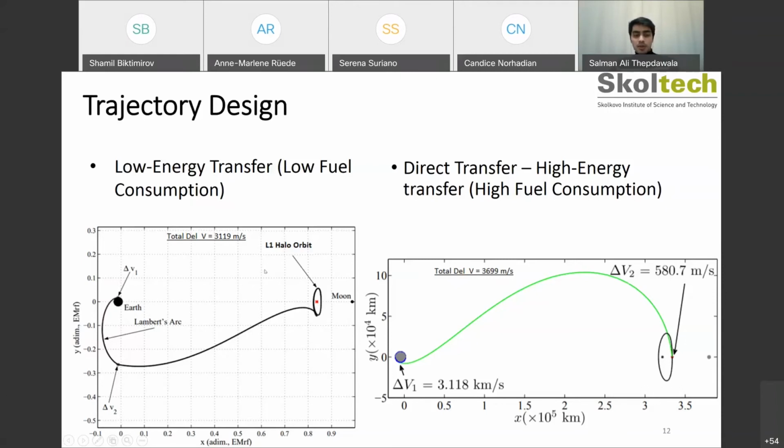And on the contrary, we have the direct transfer that was discussed in the previous presentation as well. In the direct transfer, we give a huge push to the satellite with a large delta V, and we send it to the orbit around L1. The problem is that this direct transfer requires high fuel because, as you can see, the total delta V is around 3.7 kilometers per second, whereas the one for the low energy transfer is 3.1 kilometers per second. And in space, we know that generating this much delta V is already a problem in terms of mass.